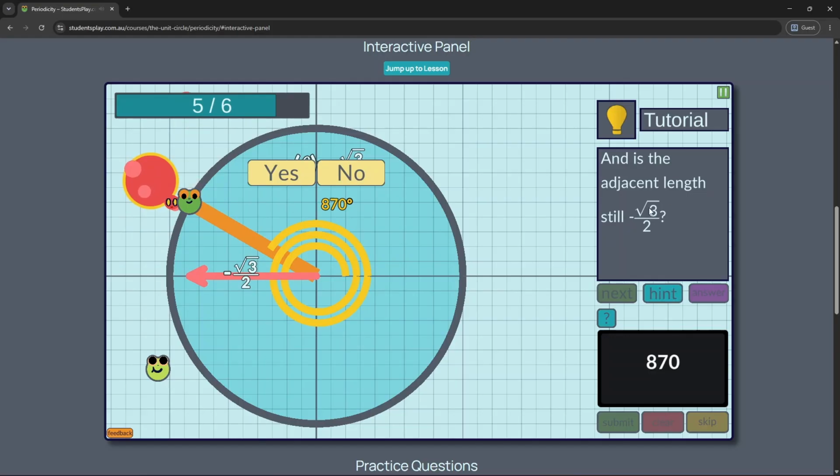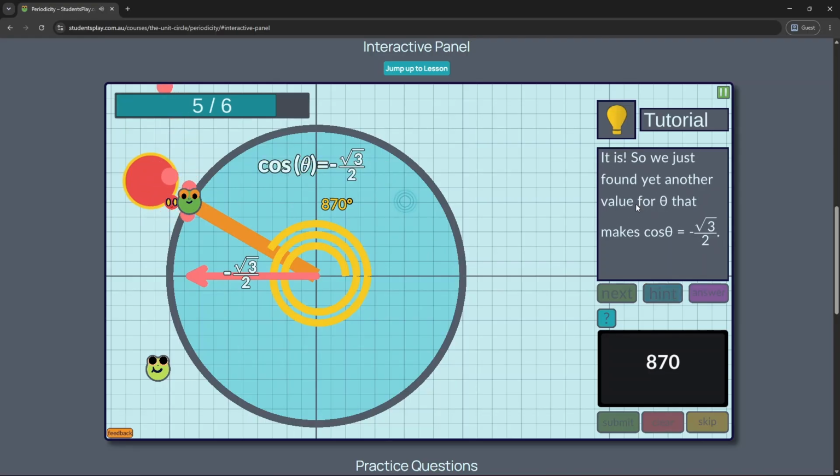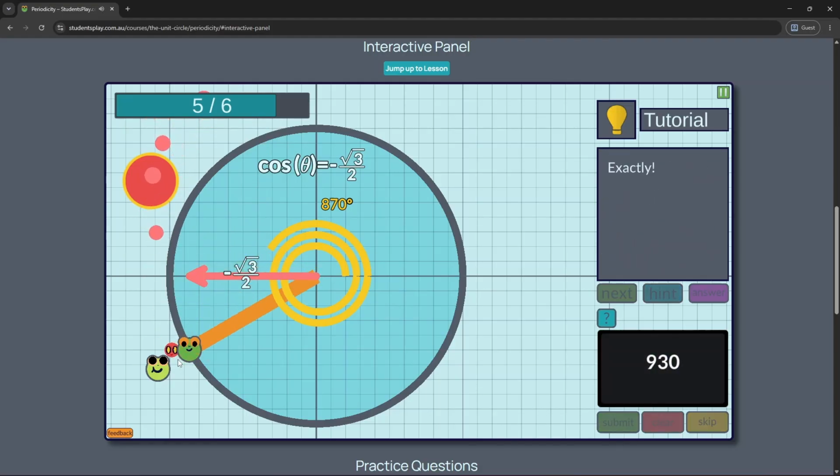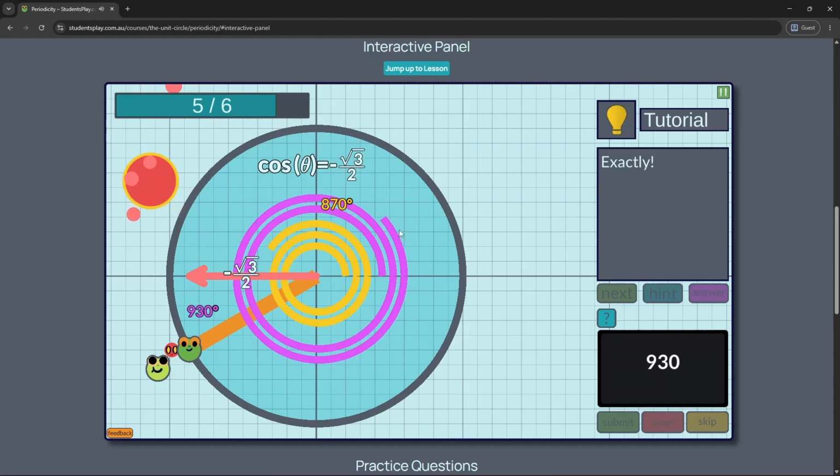Is the adjacent length still negative root 3 on 2? Well, we're here, and yeah, still root 3 on 2 down there, negative root 3 on 2. It is, so we just found yet another value for theta that makes cos theta equal negative root 3 on 2. Wow. Now type in the total rotation angle needed to get to the baby again. Whoa, okay, it was 210 originally, right? So 210, and then we've done two full rotations, which is 720. So 930? Nice. Exactly, okay. 360, 720, and then 930. And then we're gonna feed the frog.